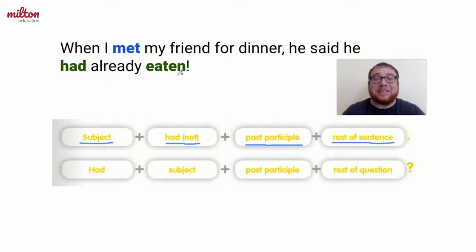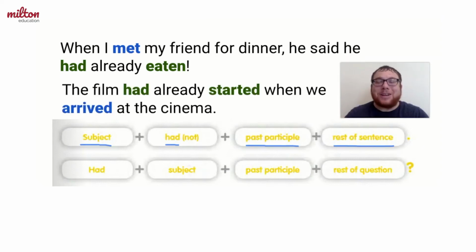In this sentence, the subject is he plus had plus the past participle eaten. You might remember that eaten is an irregular past participle. Let's look at another example. The film had already started when we arrived at the cinema.